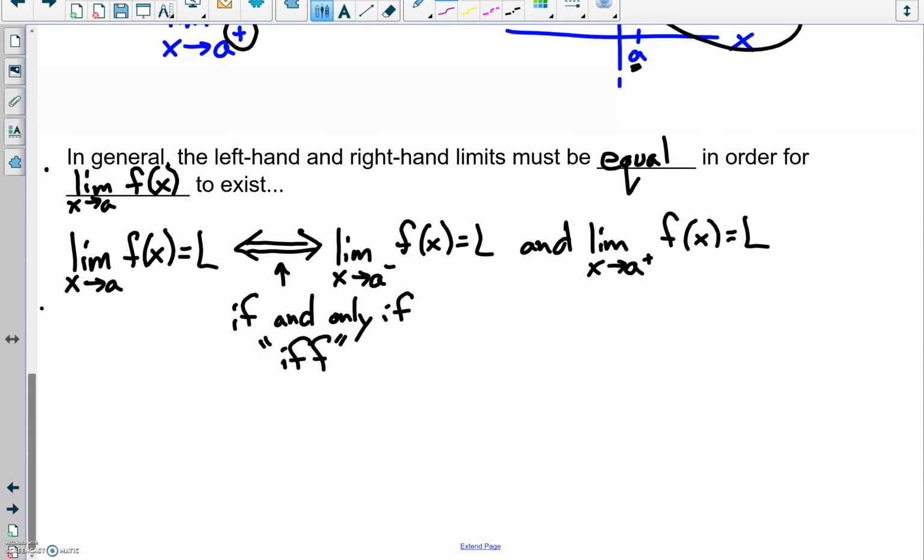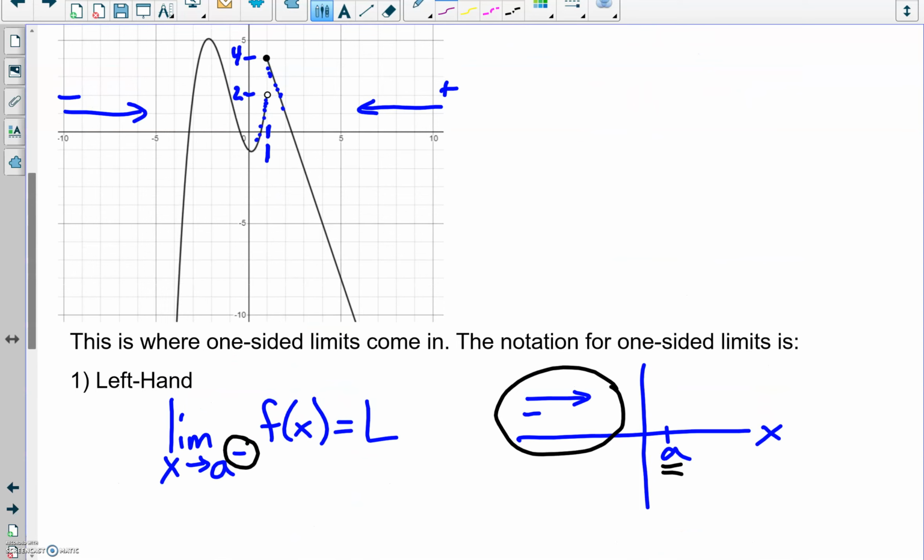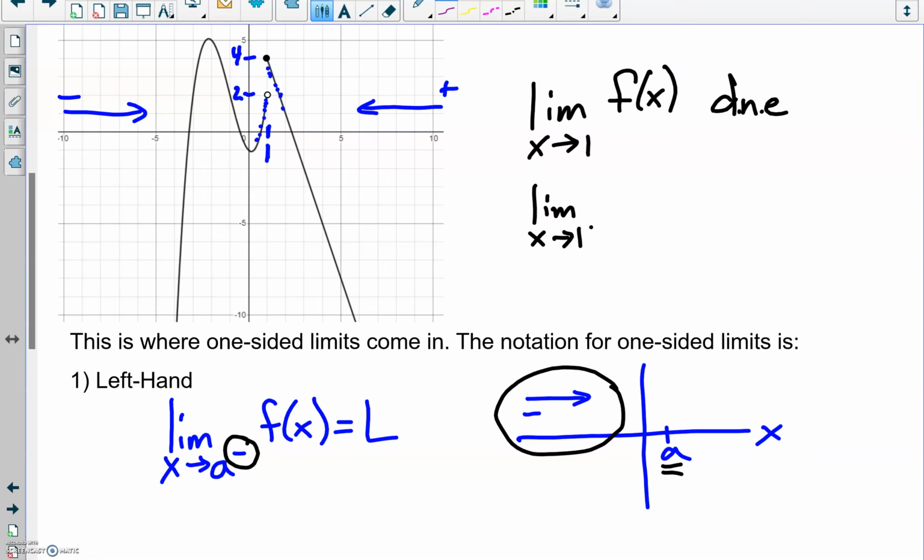So what you have is you've got to have the left and the right being the same value in order for the two-sided limit to exist. That means up above we have a left limit of 2 and a right limit of 4. Those both exist, but the two-sided limit would not exist. So you just say the limit as x approaches 1 of f of x does not exist, even though the limit as x approaches 1 from the left of f of x equals 2, and the limit as x approaches 1 from the positive side of f of x equals 4.